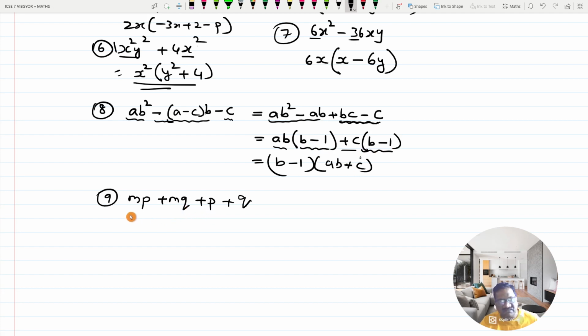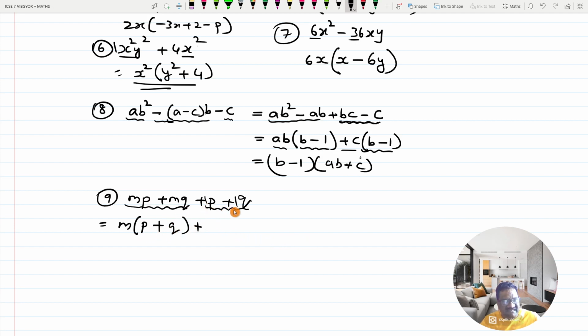So here if I take this as a group of two terms and this as a group of two terms, but I cannot take this as a group of two terms, because in p and q I can see there's nothing common. But here 1 and 1 is common. So let me take this. Now from this group of two terms, what I can see common is m. So I'll take m as common. I'll remove that m common out, and I'll be left with p here and q here. So p plus q, plus.